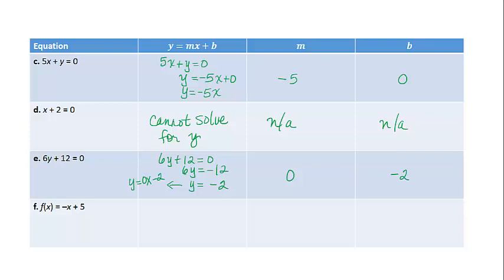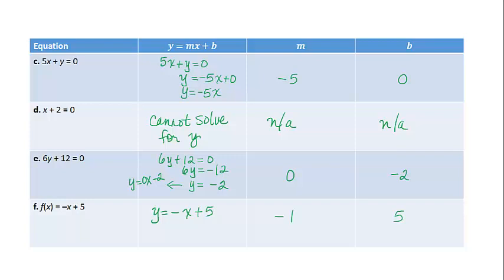Now the last one is f of x equals negative x plus 5. Recall that f of x is nothing more than the variable y. This is already in the form y equals mx plus b. It is y equals negative x plus 5. The value of m is the coefficient of x, which is negative 1, and the value of b is 5.